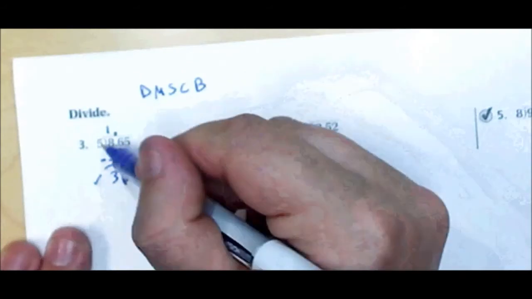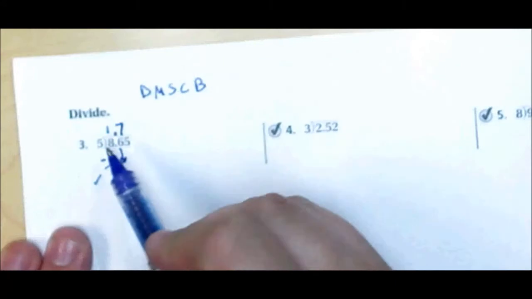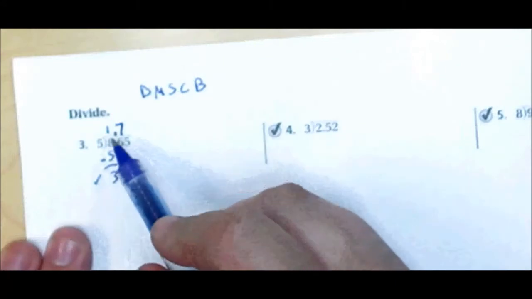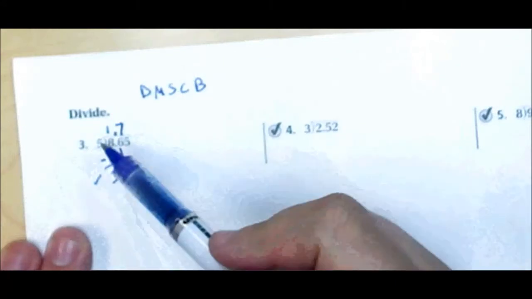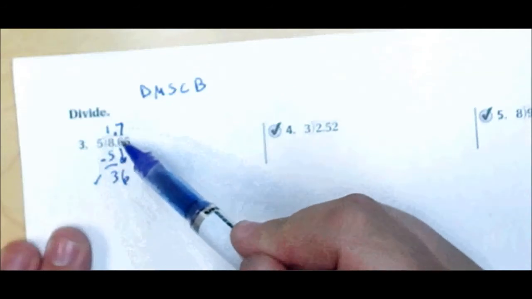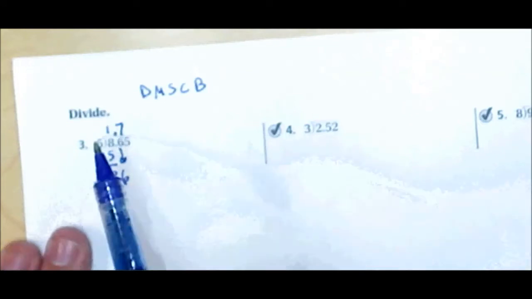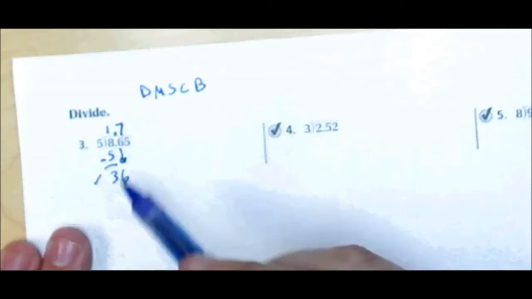Then I divide all over again. 5 goes into 36 7 times. Notice that I line the numbers up perfectly. My first digit goes above this digit, 8. 5 goes into 8 one time, and then this digit goes here. So this way my decimal ends up in the right place. So make sure that the numbers are lined up properly.